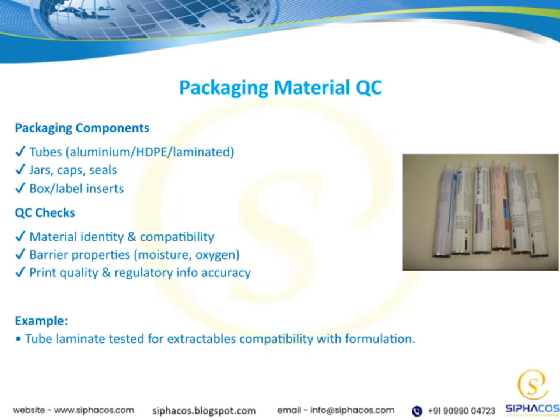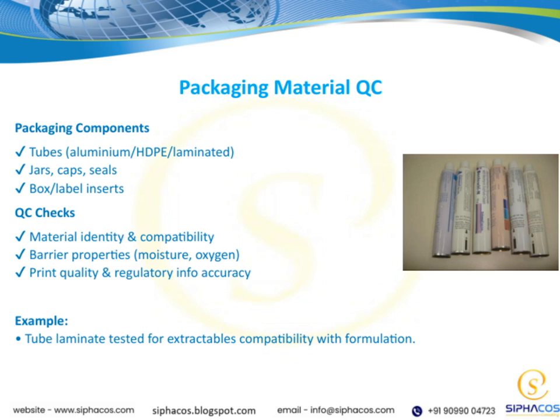First, we look at the packaging components involved. This includes different types of tubes such as aluminum, HDPE, and laminated tubes. We also examine jars, caps, and seals, as well as box and label inserts. Each component needs to meet strict quality standards before they are used. Moving on to QC checks, the focus is on verifying the material identity and compatibility. This means ensuring that each material is what we expect and that it works well with other components and the formulation. Barrier properties are also crucial, specifically, how well these materials protect against moisture and oxygen, which can affect product stability and shelf life.